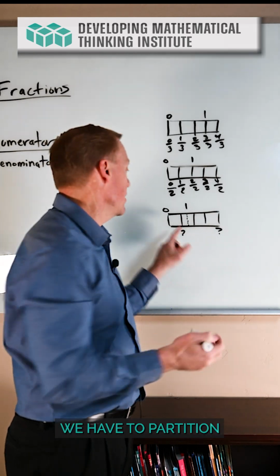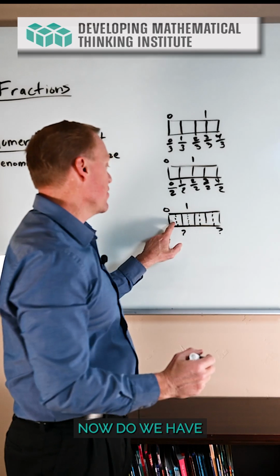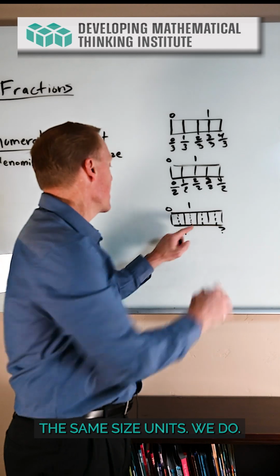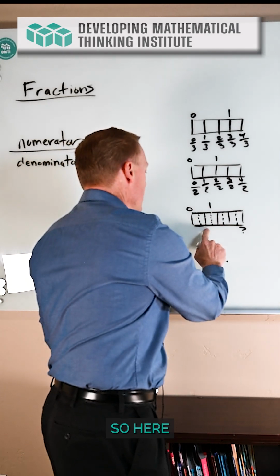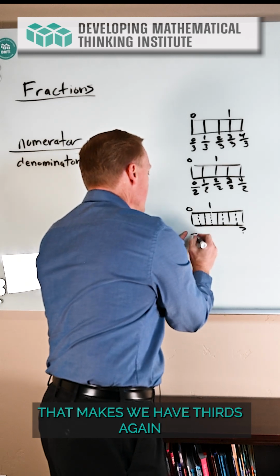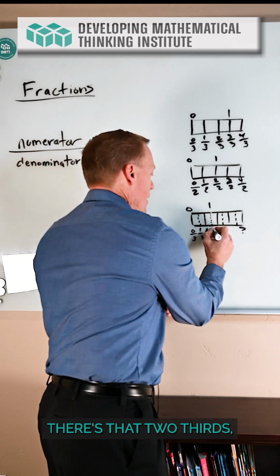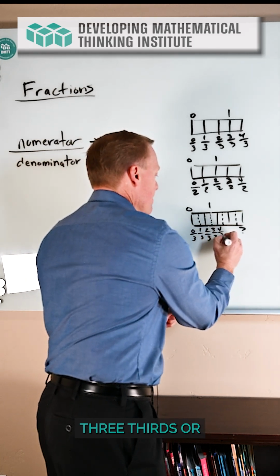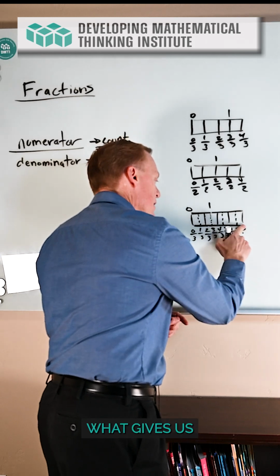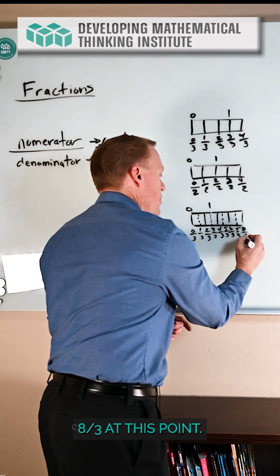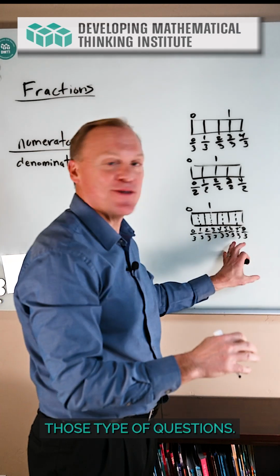We have to partition each of these other units here. Now, do we have the same size units? We do. And there's 1, 2, 3 of them to get from 0 to 1. So here, that makes, we have thirds again. 0/3, 1/3. There's that 2/3, 3/3, 4/3, 5/3, 6/3, 7/3. What gives us 8/3 at this point? And you can talk about how many more thirds to get to the next whole number. You can ask those type of questions.